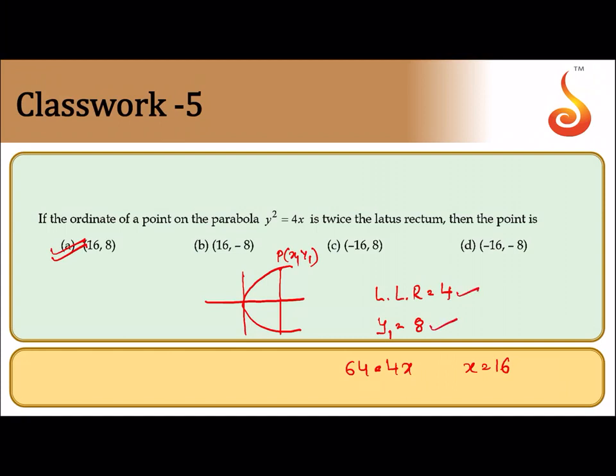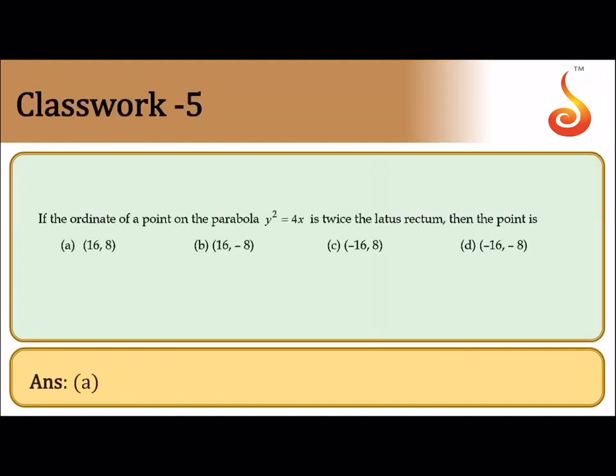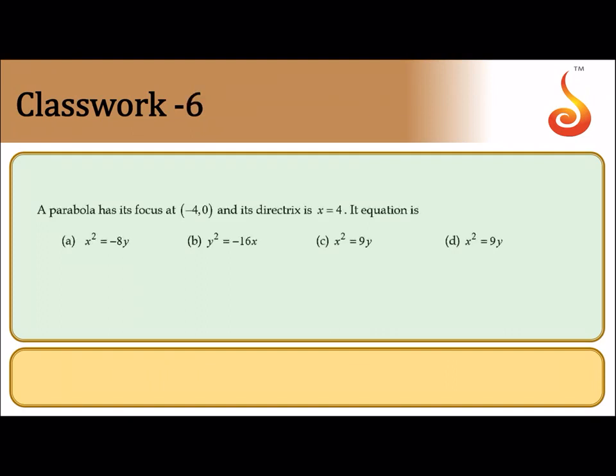Because he said twice the latus rectum. The latus rectum is 4, so y1 is equal to 8, double of it. So you substitute the value in y square equal to 4x. Y is equal to 8, 8 8s are 64 is equal to 4x. So x equal to 16. Option A is correct. So option A.